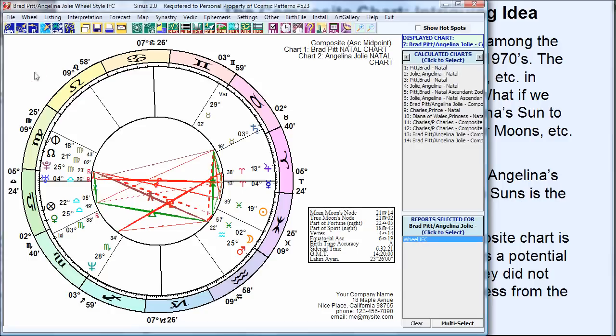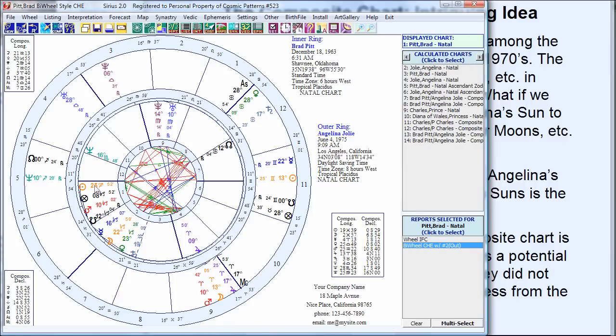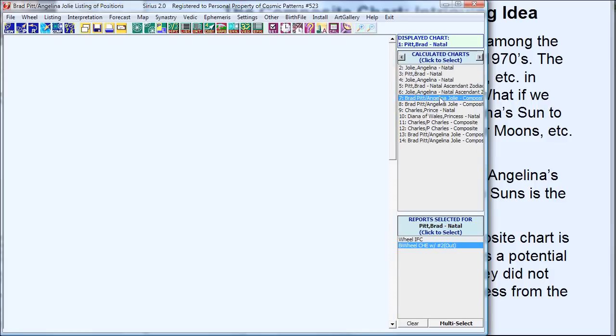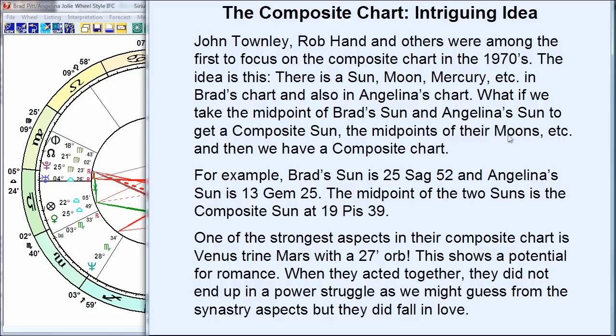Here I describe an example. Just to give you an example, if we look at Brad's sun at 25 Sagittarius, and Angelina's sun at 13 Gemini, the midpoint would be in Pisces over here. And so sure enough, when we look at the composite chart, it'll be in Pisces. The midpoint of the moons would be over here in late Aquarius or early Pisces. And so when we look at this composite chart, there's the sun in Pisces and the moon in early Pisces. So it's just those midpoints. That's all it is.